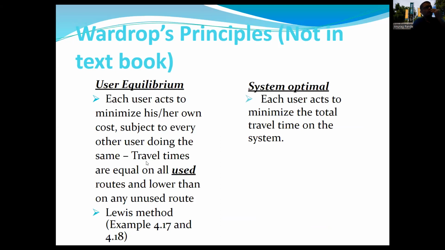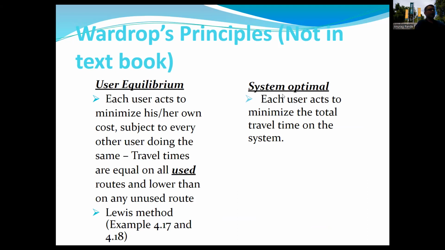Now, how do we use the link performance function to divide traffic between different routes? We use two different approaches for that. One is the user equilibrium approach. The other is the system optimal approach.